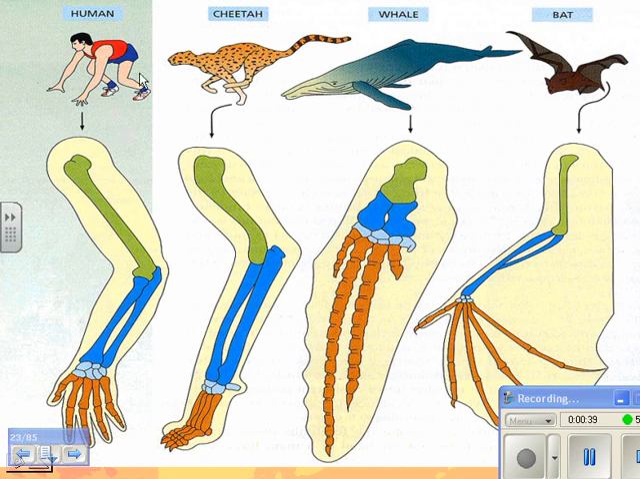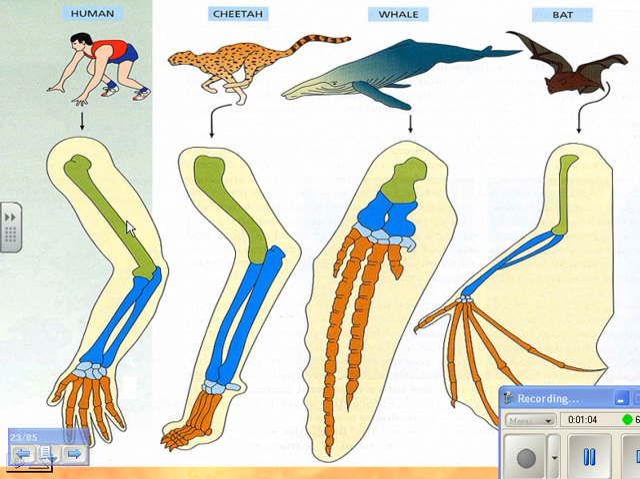Here's a human and a cheetah and a whale and a bat. These things are all mammals, which means we all have either hair or fur, and we all feed our babies with milk. We're all warm-blooded, stuff like that. Take a look at the front limb. Here's the wing of a bat, the flipper of a whale, the front paw, I guess, what would you call it? The front limb of a cheetah and the arm of a person.